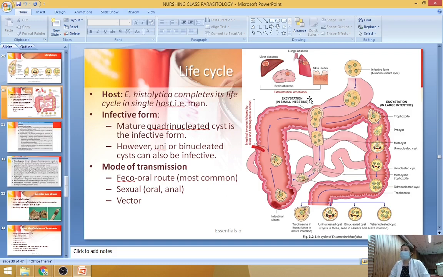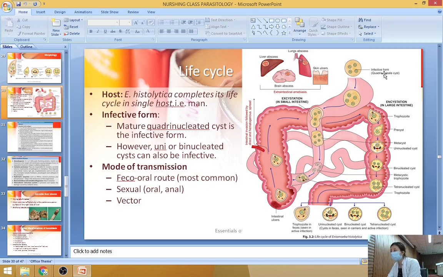Okay, extraintestinal means it can be caused in the liver, like the amoebic liver abscess. It can be caused in the brain, but brain is very rare. Then lung abscess and then skin ulcer. These are the extraintestinal. And in the intraintestinal, how can it be caused? They are mostly found in the lumen, like in the large intestine or in the small intestine.